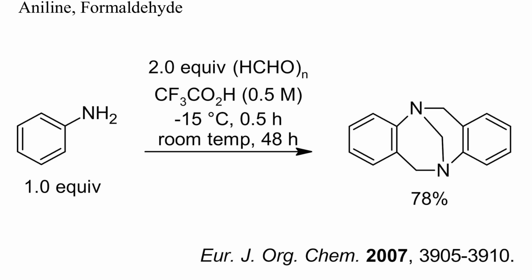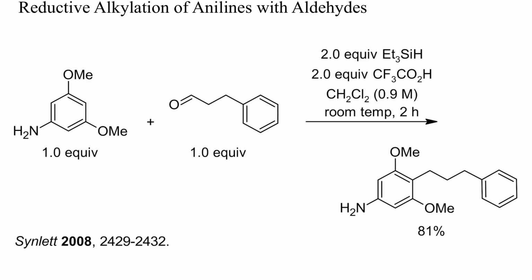With 2 equivalents of formaldehyde, aniline can also be converted into the polycyclic compound shown here, a so-called Tröger's base. Usually, when aldehydes are mixed with amines, acids, and some hydride donor, reductive alkylation of the amine occurs. With dimethoxyaniline, however, exclusive alkylation at carbon occurred.